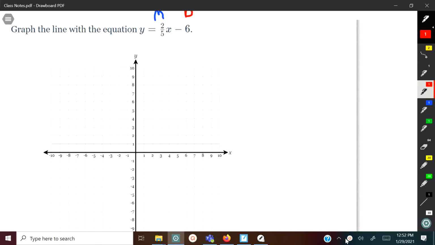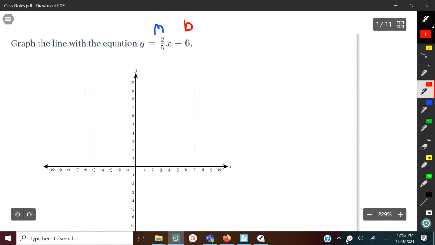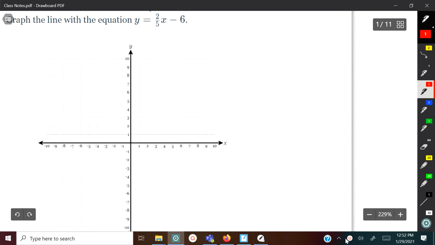Okay, so we're going to start with the y-intercept because that's where you begin. So we're going to begin at -6 on the y-axis. So we'll come down the y-axis and find the -6. Alright, and then we're going to take our slope, and the slope is equal to 2 over 5, and this is rise over run.